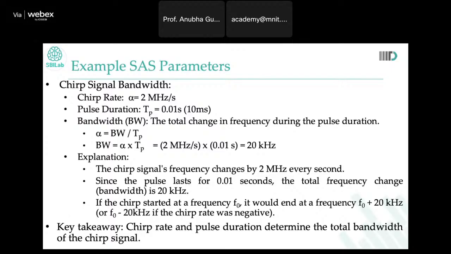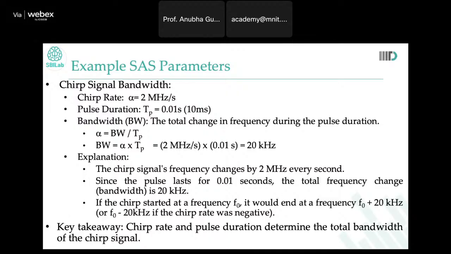So for the chirp signal, alpha we have already seen is 2 megahertz per second. Pulse duration we had already decided is 10 milliseconds. Bandwidth we had already decided is 20 kilohertz, and this can also be written as alpha is equal to bandwidth by TP, or bandwidth is equal to alpha into TP. Whichever way, if you fix alpha and TP, then you know the bandwidth it would be covering. So the chirp signal's frequency changes by 2 megahertz per second. Since our pulses last for 0.01 second, the total frequency change is 0.01 times 2 megahertz, which is equal to 20 kilohertz. I am doing this calculation again and again so that you can understand this concept clearly. So if the chirp started at f0, it will end at f0 plus 20 kilohertz. You could also have a negative chirp rate.